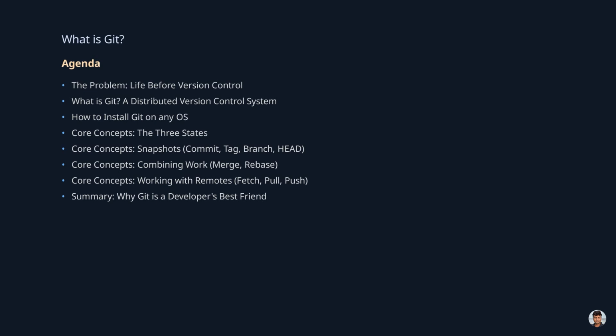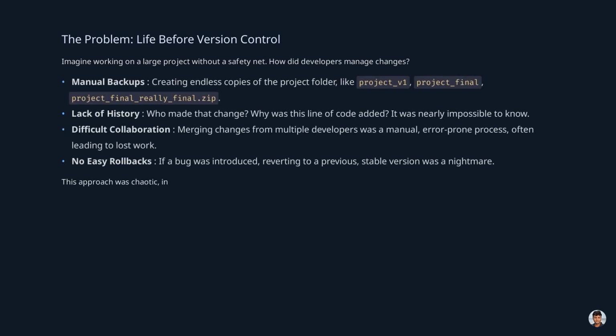Let's get started. Before we can appreciate what Git is, let's travel back in time and look at the problem it was designed to solve. Imagine you're working on a project, maybe a website or an essay. To save your progress, you might copy the entire folder and rename it something like Project Version 2 or Project Final. If you're like me, you probably ended up with a dozen folders with names like Project Final for real this time. This was the reality for developers.